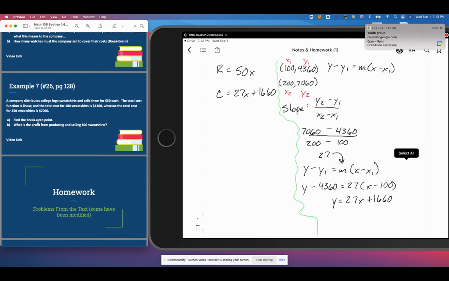So we can figure out where the break-even point would be. And then I also have to figure out what the profit of producing and selling 800 sweatshirts would be. I think I'm going to go ahead and kill 2 birds with 1 stone and just write the profit function right now. To find the break-even, I could set revenue equal to cost. That would work. Or I could set profit equal to 0. And again, since I need the profit function for something later, I'm going to go ahead and get it now and use it for both of them. So profit is equal to revenue minus cost. So profit is 50x minus (18x plus 2,560).